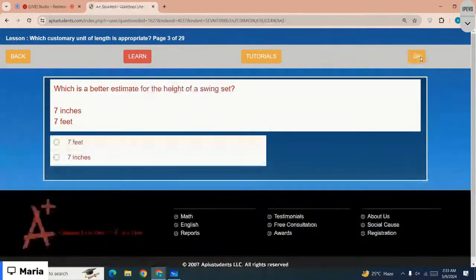Which is the better estimate for the height of a swing set? 7 inches, 7 feet. 7 inches is too small for the height of the swing set, right? That must be 7 feet. The correct option is 7 feet.